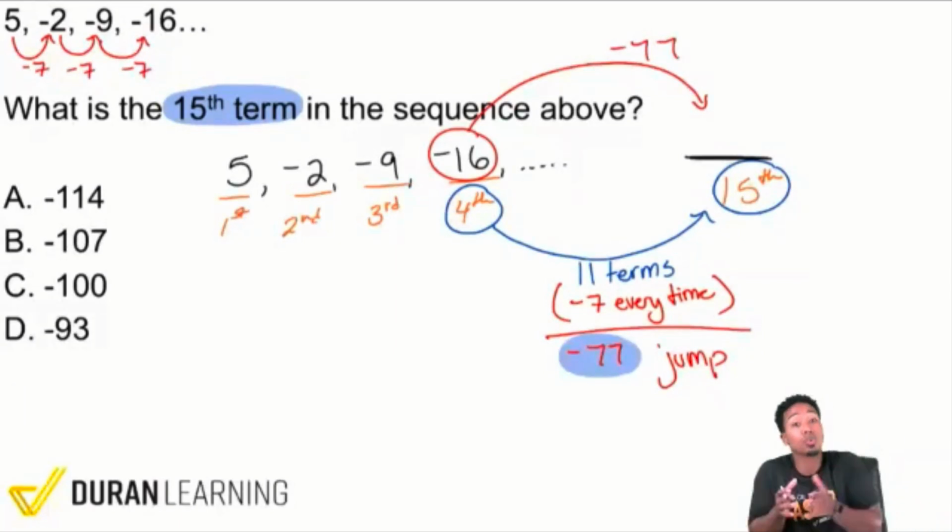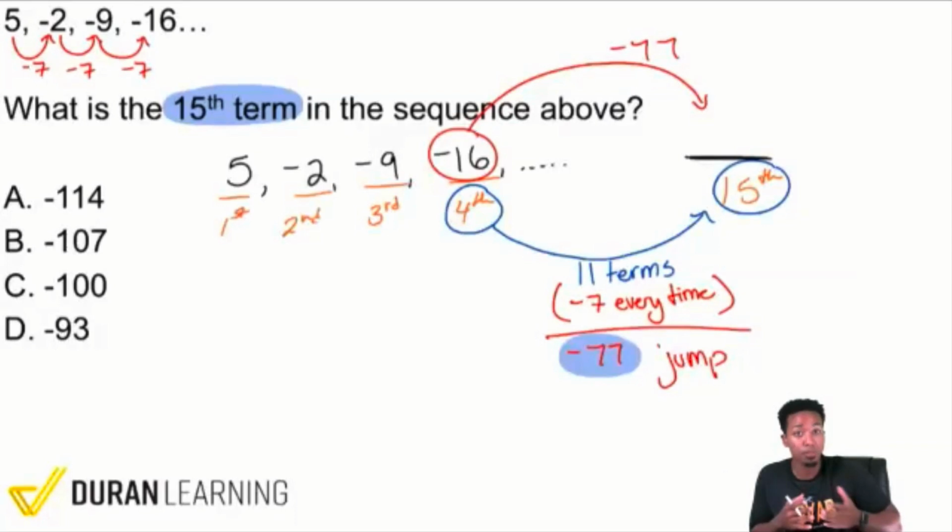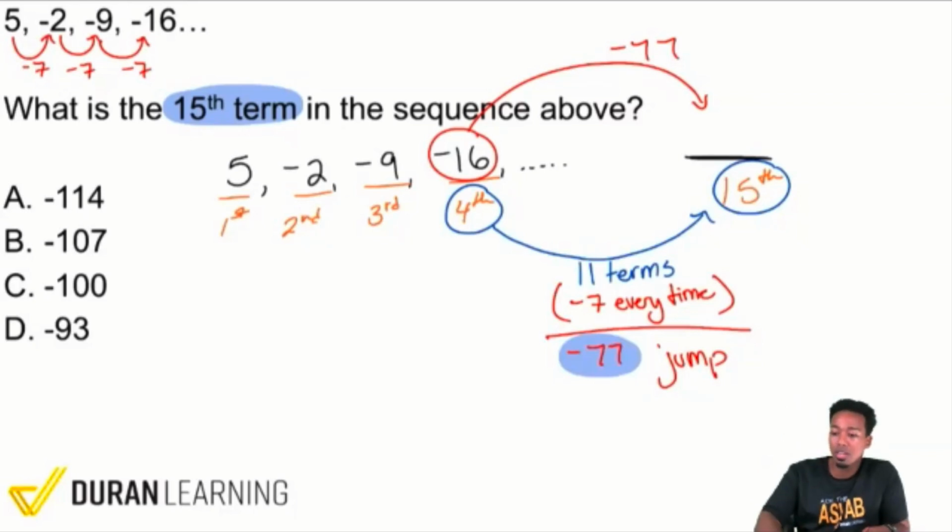Now, here's the great thing. Here's why you shouldn't be super, super worried about this one. The reason you shouldn't be super worried is because if you're already negative and you're subtracting, you're just getting more negative. So all you need to do really here is add 16 and 77 together and keep it negative.